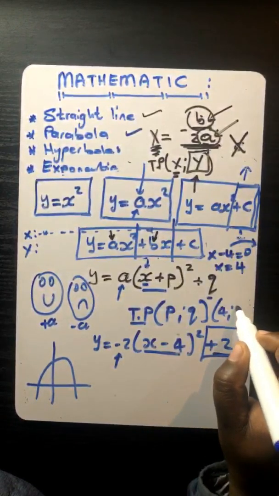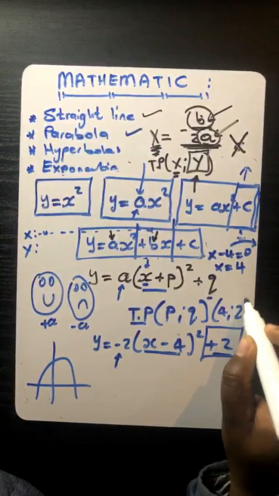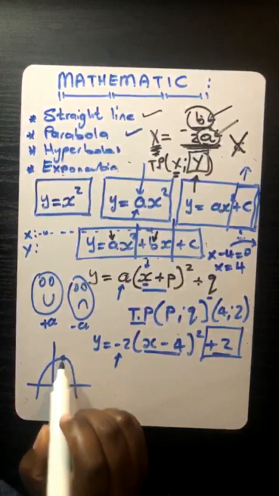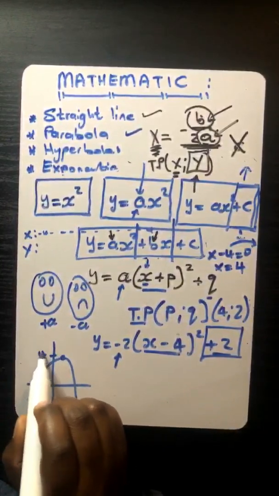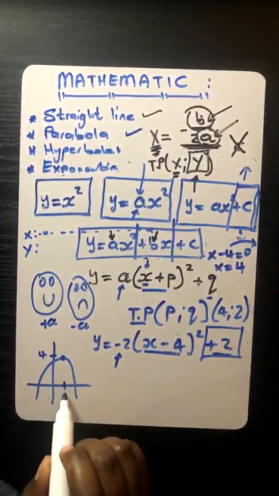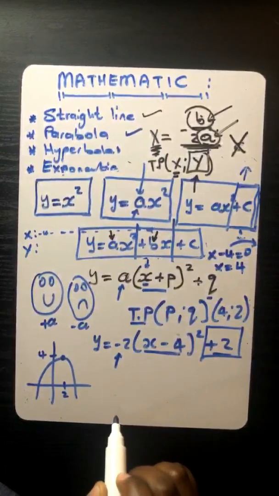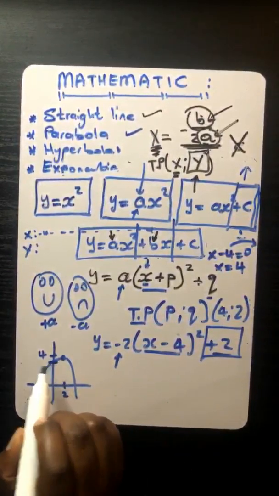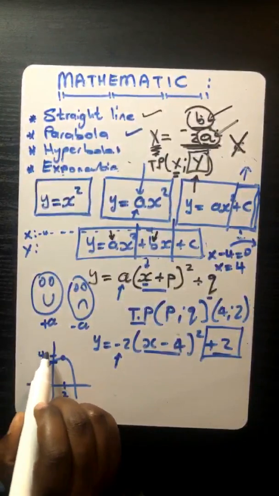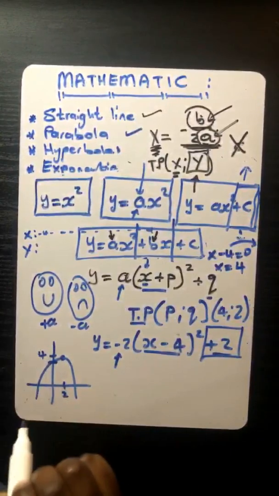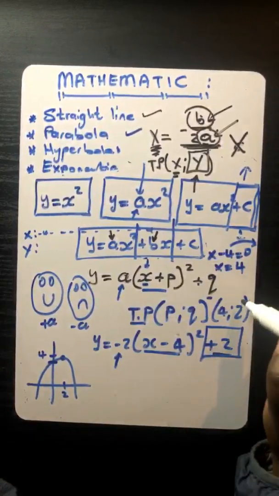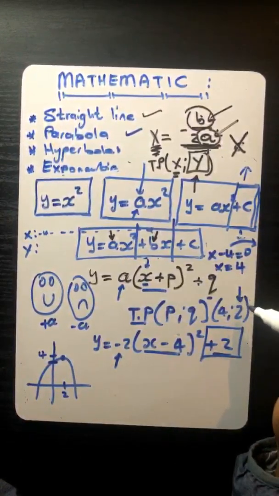Therefore, you take it as positive 2. So that means your turning points, can you see? It's actually 4 and positive 2. So your y-intercept will always be less than... No, I made a mistake there. The y value of the turning point is 2.